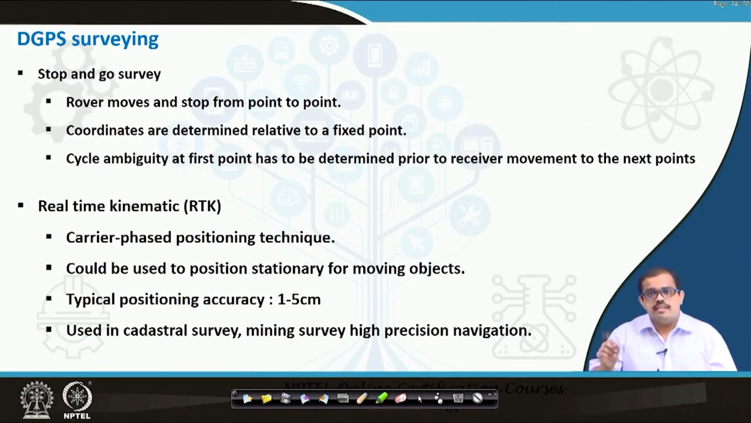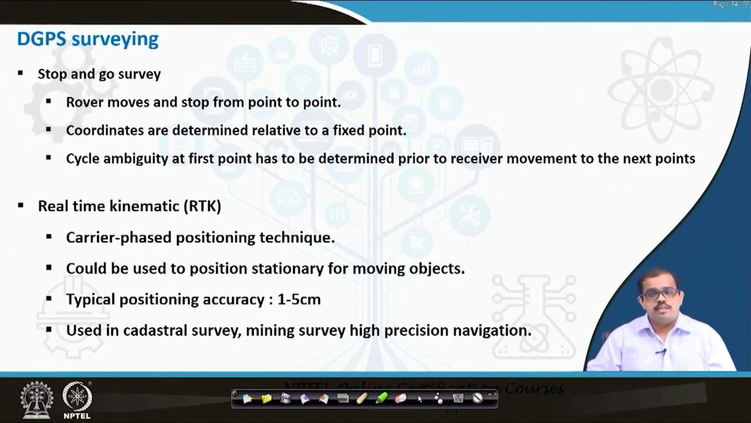So, but the error is induced if you are not looking at what the ambiguity is at that particular point when you are starting this survey. Then you have real time kinematic, RTK, a very well known way of looking at DGPS surveying. It is normally a carrier phase positioning service. It is used to position stationary, or a moving object, okay. It is actually a stationary survey. If there is a moving object, then it is acting as a stationary point.